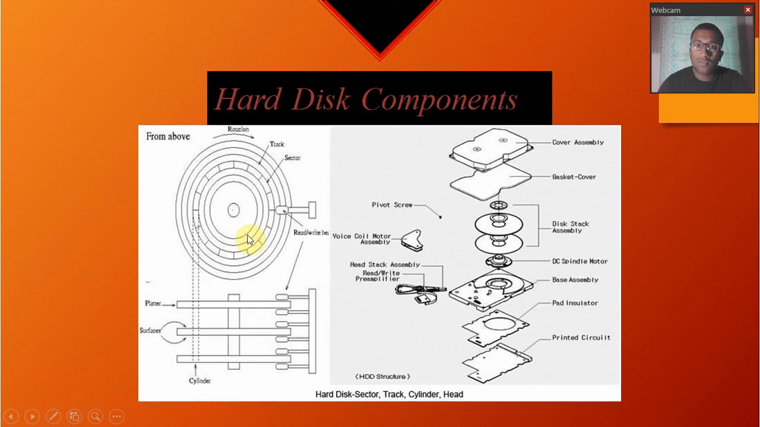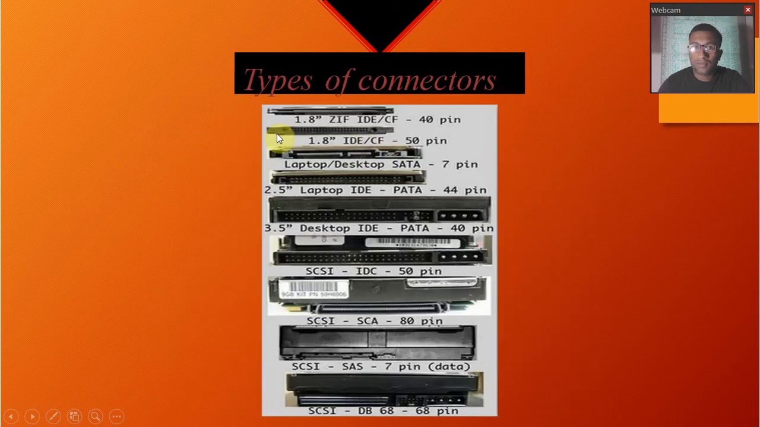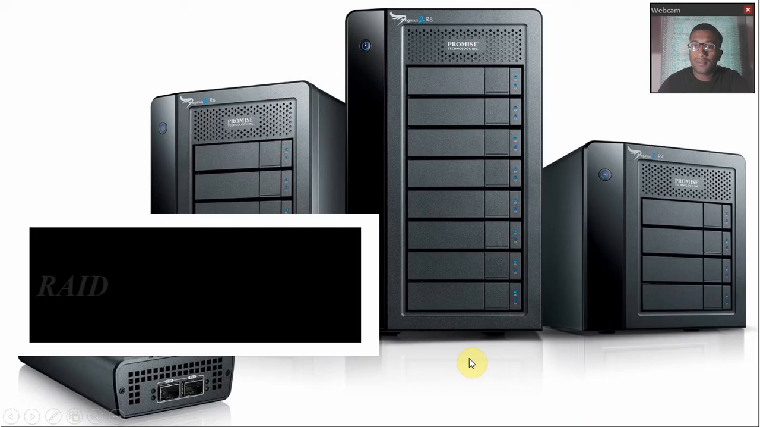Now we'll go to our hard drives. This is the component of a hard drive. That is, it includes a cylinder, surface, the plates, the read-write memory, the tracks, sectors, and various other hardware implementations to construct a hard disk. And the types of connectors used are these: SATA, PATA, SCSI, and various other things.